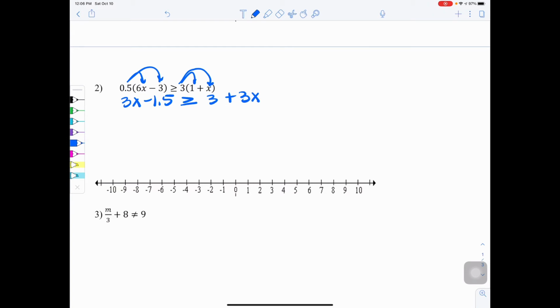So then I would look for like terms. There's none on the left to combine. There's none on the right to combine. So we go into variables on both sides, which I see we do have. So they're the same. It doesn't matter. I'll subtract 3x.